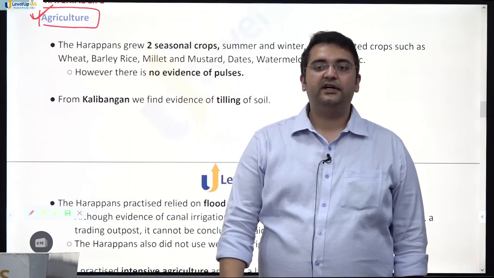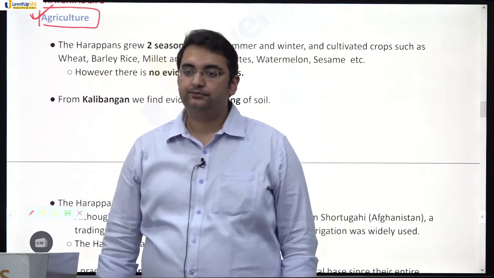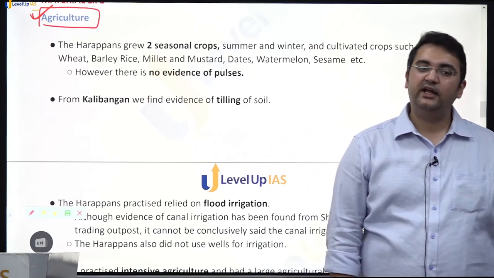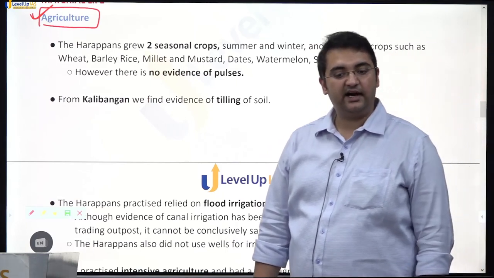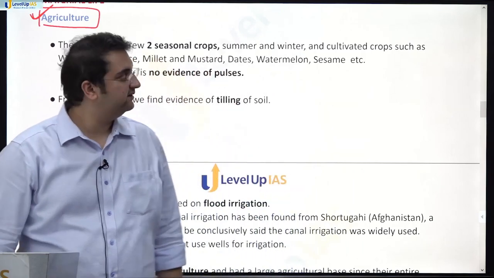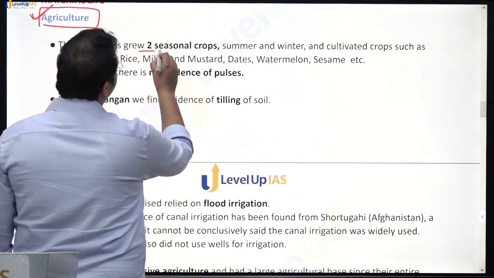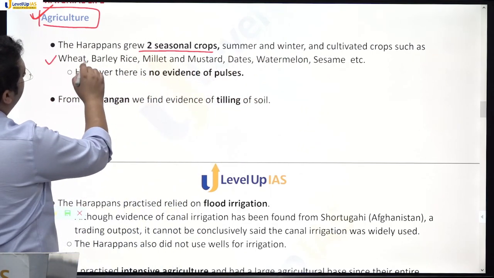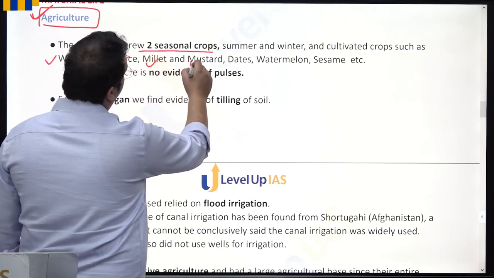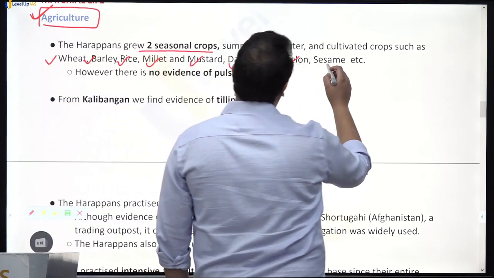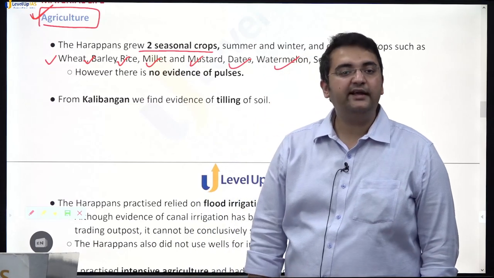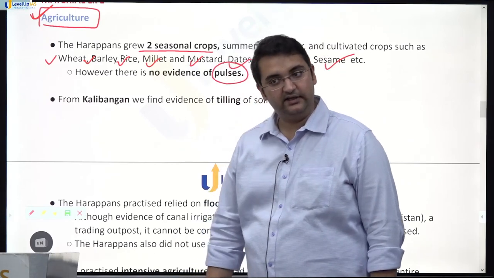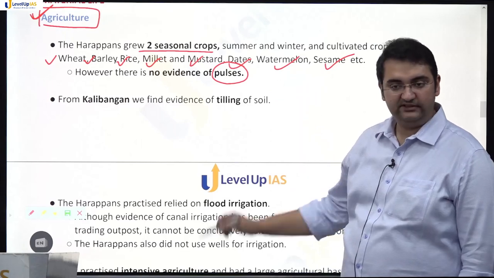Now, how many crops did the Harappans used to cultivate? One or two? Two different crops. A rabi crop and a kharif crop. So they understood the correlation between different crop varieties and the seasons. Okay? So Harappans grew two seasonal crops, summer and winter, and cultivated crops such as wheat, barley, rice, millet, mustard, dates, watermelon, sesame, etc. What is missing? Pulses ka koi evidence nahi mila hai, quite surprisingly, theek hai? So there is no evidence of pulses.